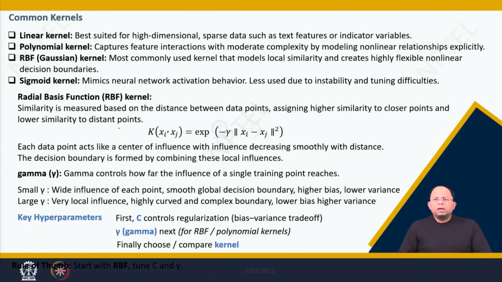So we use different kernels, and there are several kernels that are used, like linear kernels. It is best suited for high dimensional sparse data such as text features or indicator variables.